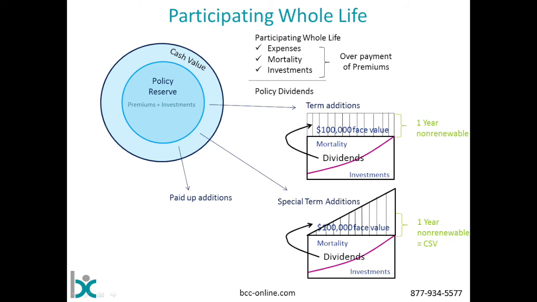Paid up additions are kind of a neat idea. Here, we can once again work with this idea that we have a whole life policy. Let's say it's a $100,000 par whole life policy, and let's say it pays a dividend. So we take that dividend and we're going to use it to buy a paid up addition.